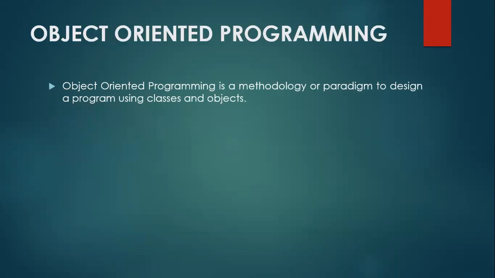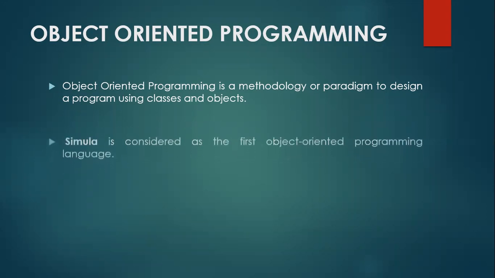Object-oriented programming is a methodology to design a program using classes and objects. That means creating programs and applications with the help of classes and objects. In order to understand this statement effectively, we require some basic knowledge about two terms. One is object and the second one is class. We will discuss them shortly.